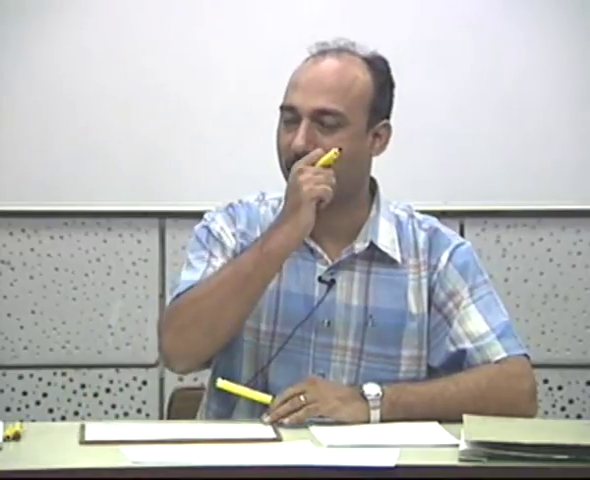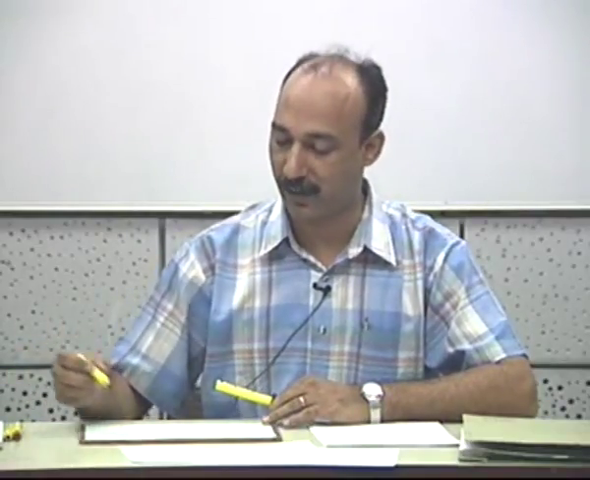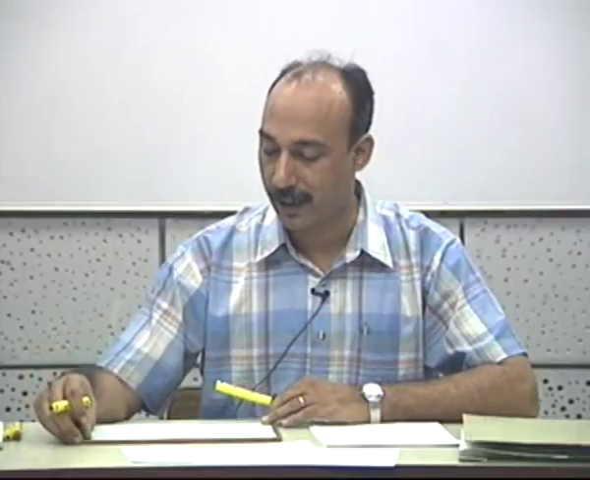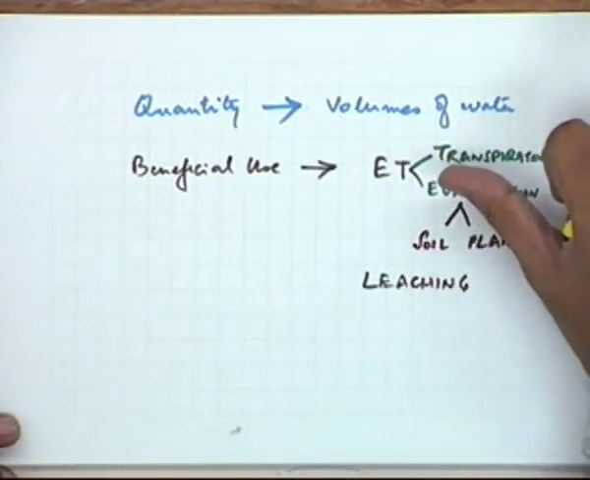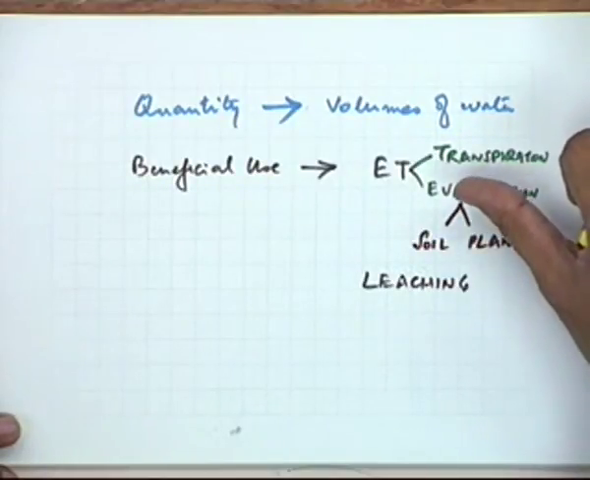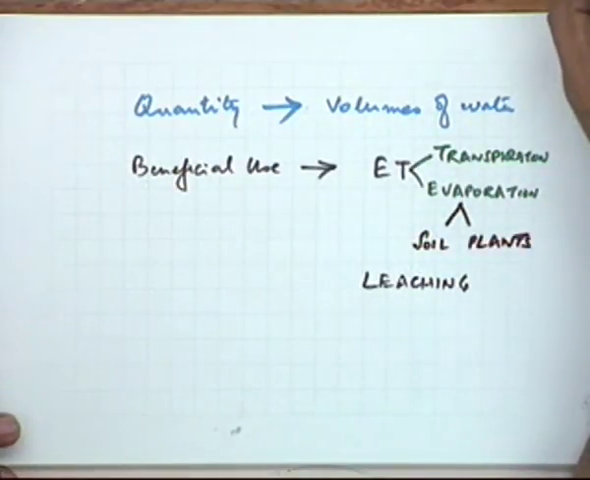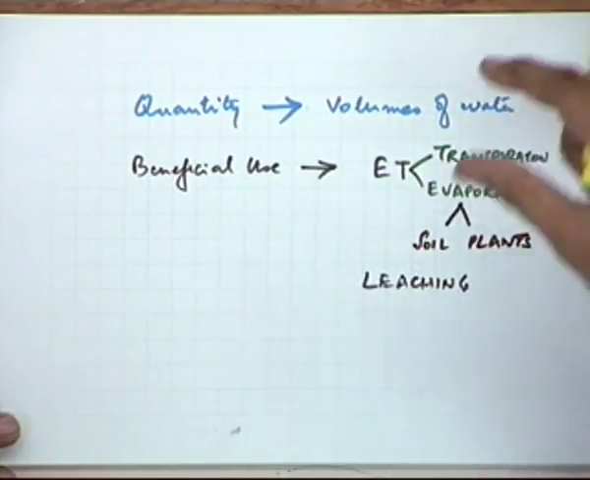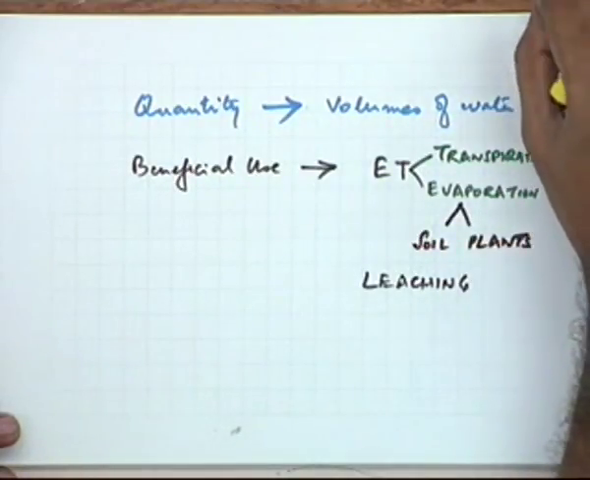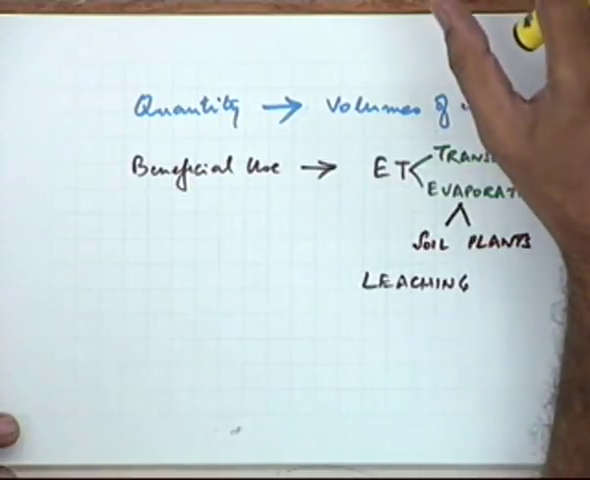Yes, the question is how evapotranspiration can be termed as beneficial use. That is where the method you are using will come into the picture. Because if the method is such that you cannot avoid evaporation from the soil, then that is an inherent component of the beneficial use, because you cannot avoid that.